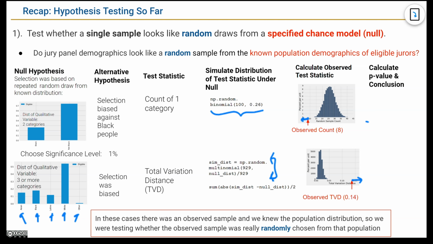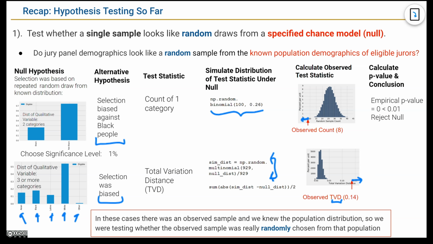How do I know which direction to look? When you're doing the p-value, you're always starting at the observed test statistic and moving in the direction of the alternative. So the alternative here was going against black people. The alternative here was biased. Bias is being measured by a larger TVD.